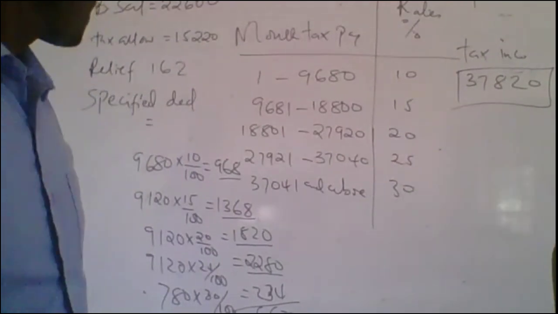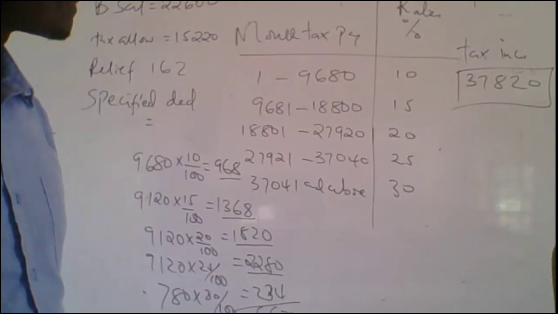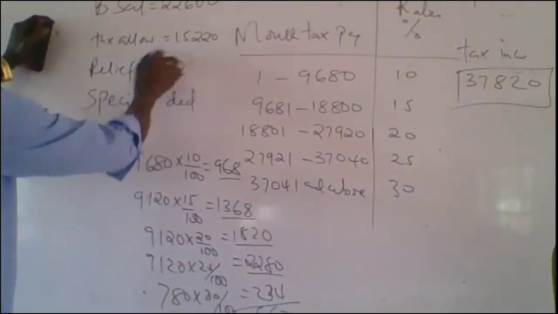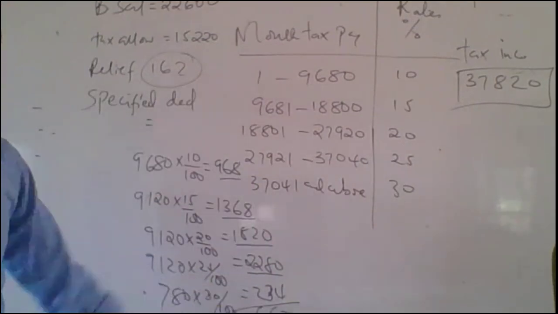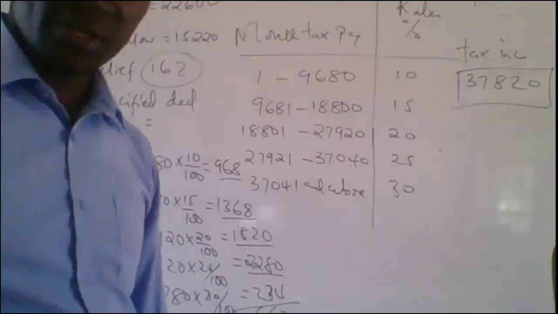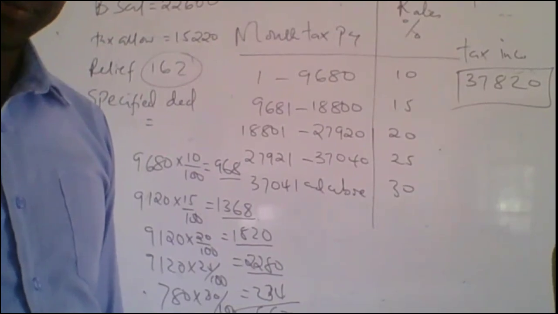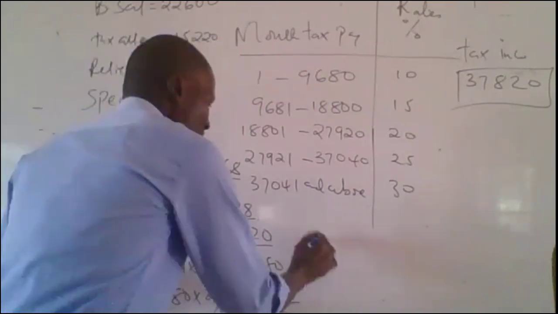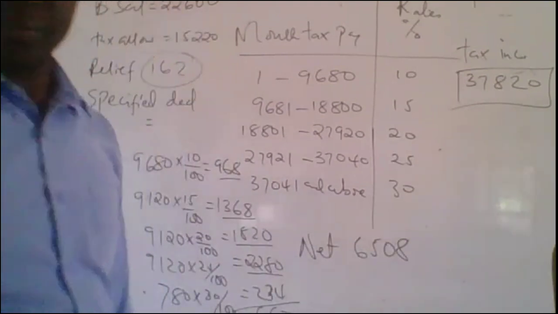So the question was asking for monthly net tax. If this is gross tax, then we ask for relief. Relief was there, yes. So subtract that relief from this 6,670. Whatever you remain with is the net tax. That is the PAYE, the amount the person pays as the tax. Which is 6,508. Yes, that's it.